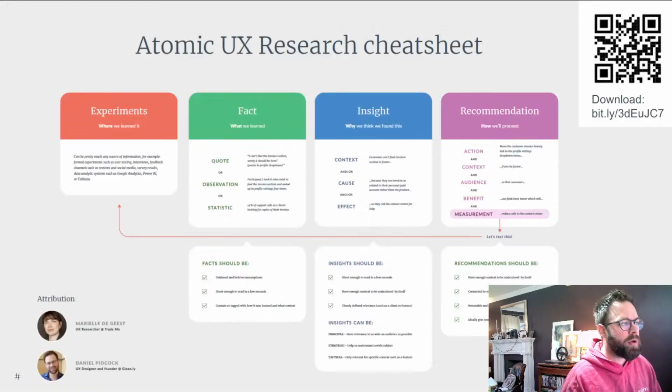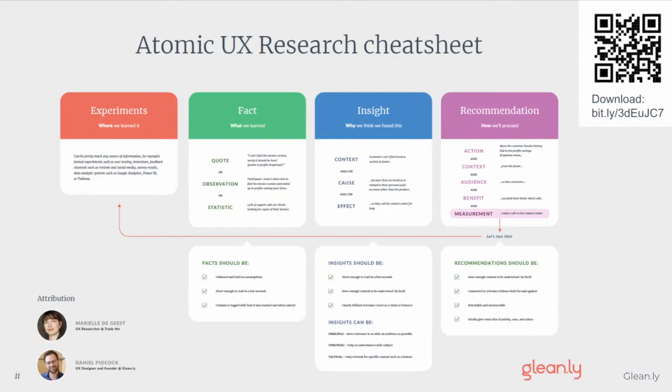So next, let's talk about taxonomy specifically for Atomic. Now, this is our Atomic UX research cheat sheet. A big shout out to Mara de Gies, who I mentioned earlier, who did a lot of thinking around that. One of the things I love the most is her definition of an insight having cause or effect. We'll talk about that again in a second.